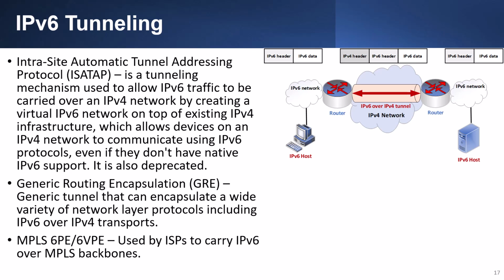Generic Routing Encapsulation, or GRE, is a generic tunnel that can encapsulate a wide variety of network layer protocols, including IPv6 over IPv4 transports. MPLS 6PE, 6VPE is used by ISPs to carry IPv6 over MPLS backbones.